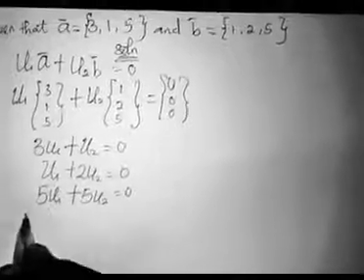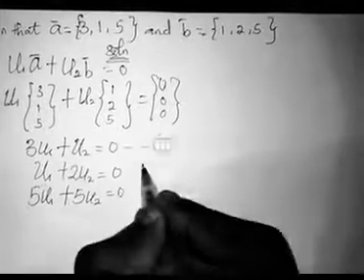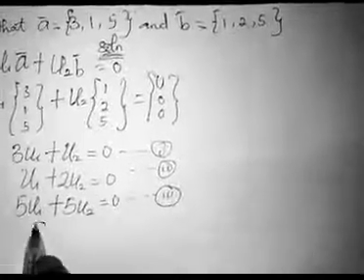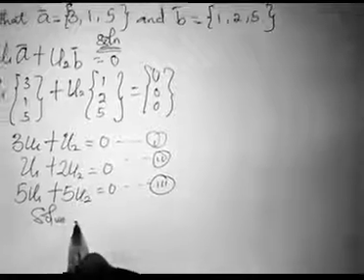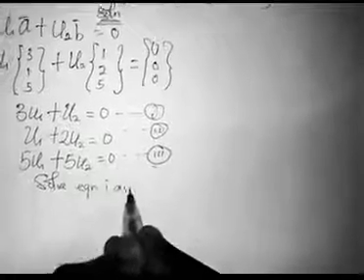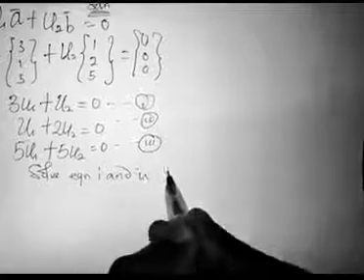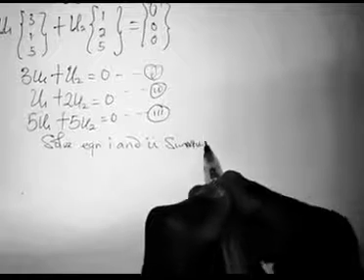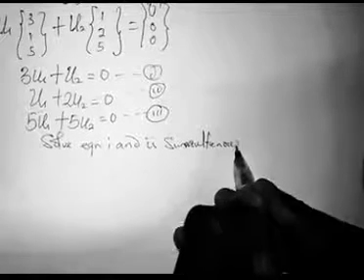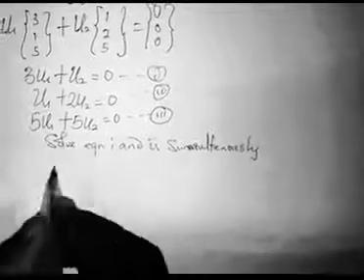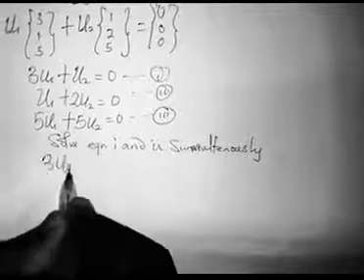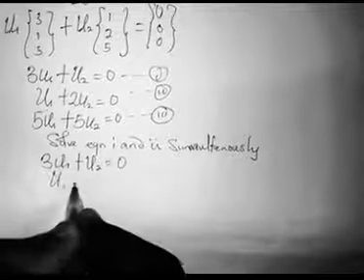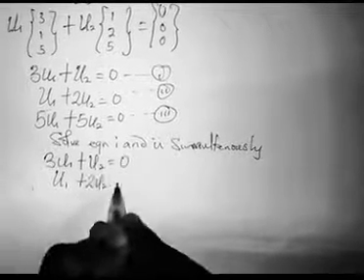So you already know this is equation 1, this is equation 2, and this is equation 3. So now we solve equation 1 and, let's say, equation 2 simultaneously. If you want to solve that simultaneously, I have 3U1 plus U2 equals 0, and U1 plus 2U2 equals 0.